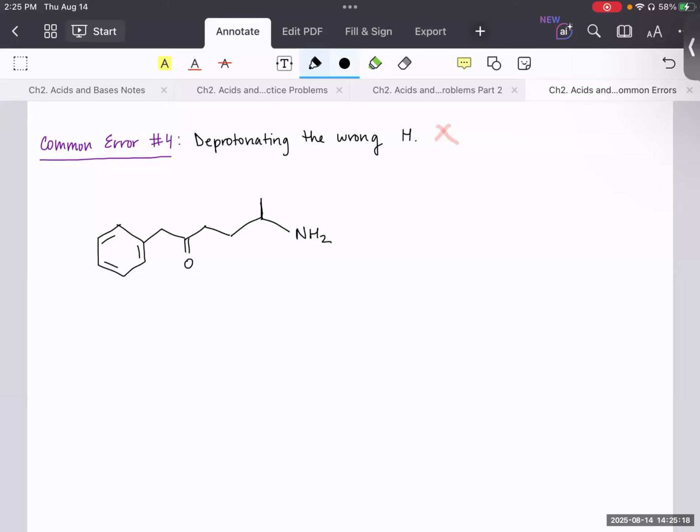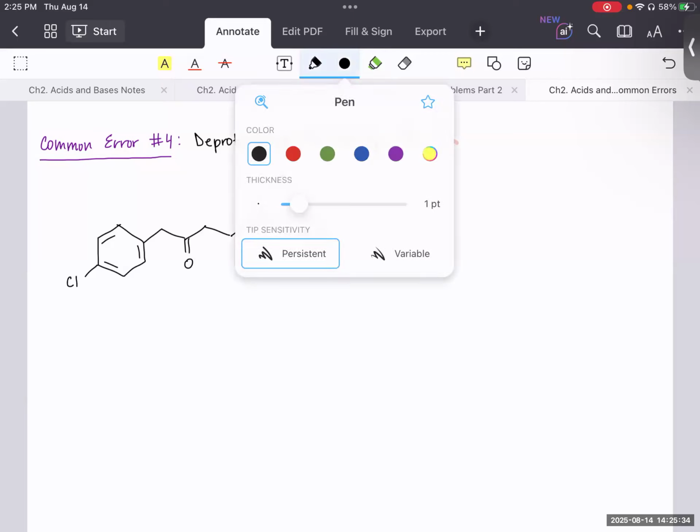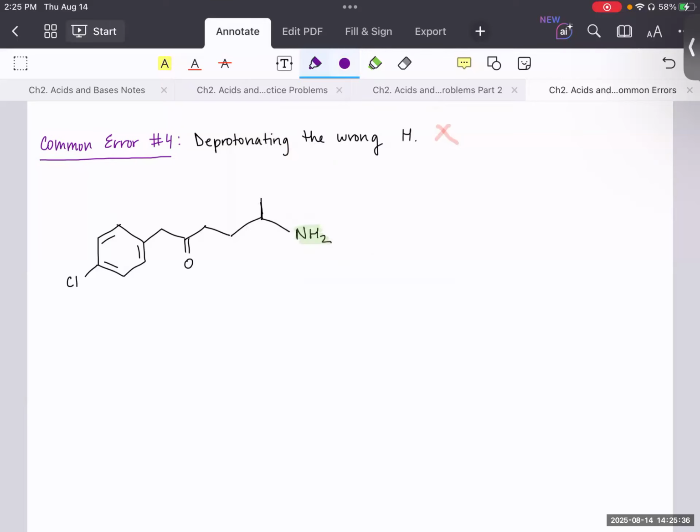So let's say that we have something like this. And so we can see that we have a lot of different options here. We have a lot of hydrogens on this molecule. And one of the most obvious hydrogens is this one right here. However, we actually have a lot of other hydrogens here that can also be deprotonated.